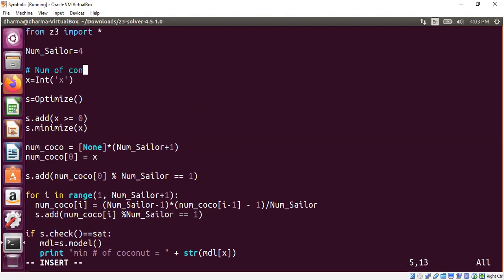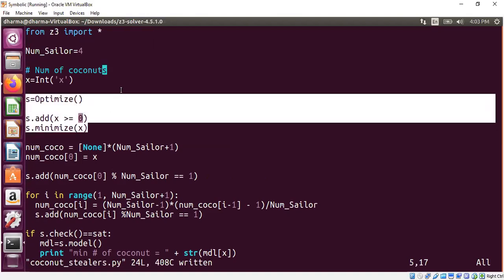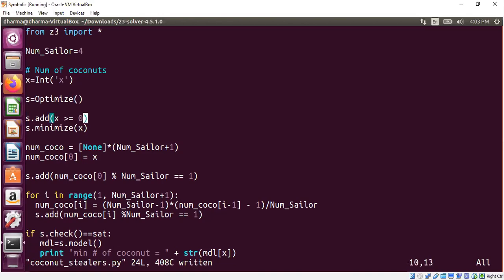So what are we trying to do? We are trying to optimize this value X. That's the reason why we are using the optimization capability of the SMT solver. And we are looking for a positive, to be more precise, non-negative value for X. The way I modeled it is this: I created an array. The number of coconuts is an array.